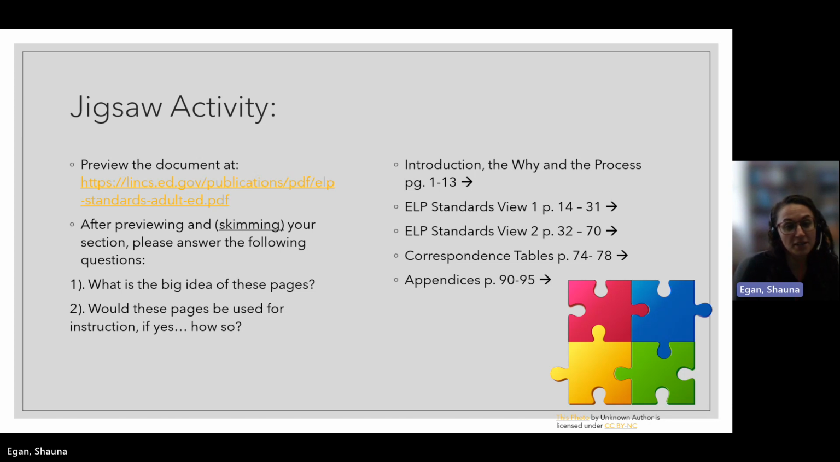But as you are going through the sections, think about these two questions. First, what is the big idea of these pages? And second, would you use them for instruction? If yes, how so? So for the introduction, the why, and the process, go ahead and skim through those pages and identify what the big idea is and if they would be used for instruction, how so?